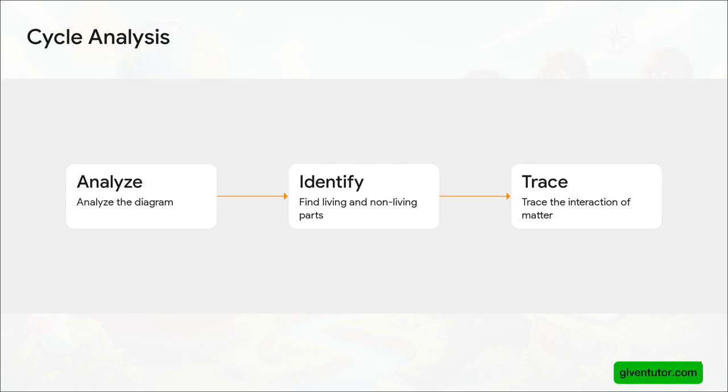Well, the exact technique you need involves 3 super simple steps. When you see a water cycle graphic on the exam, just walk through this mental sequence. Step 1, analyze the diagram before you even read the question. Get a feel for it. Step 2, identify the living and non-living parts, so like spot the trees versus the rivers. And step 3, trace the interaction of matter. Just follow the arrows. Where's the water coming from and where's it going? If you can trace that path, you are totally gonna nail the question.